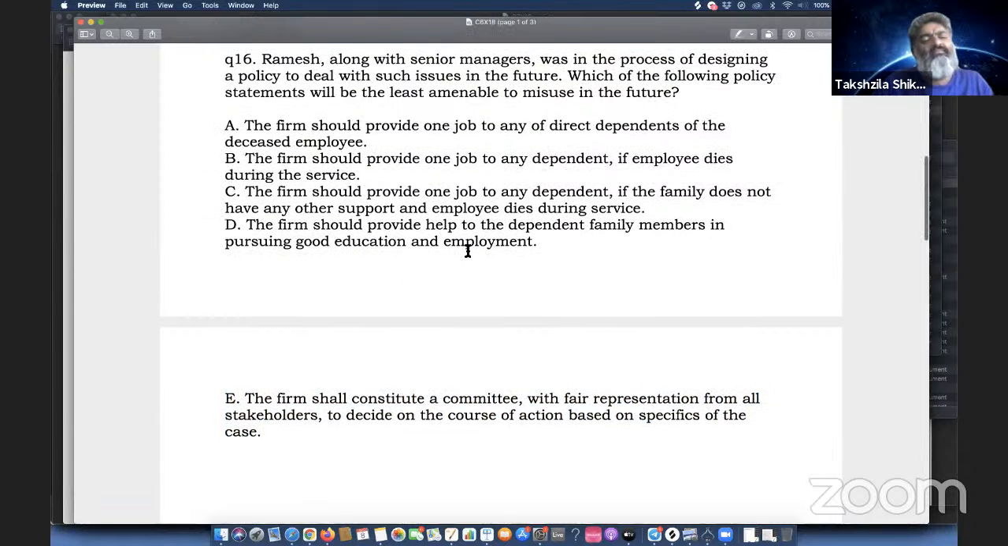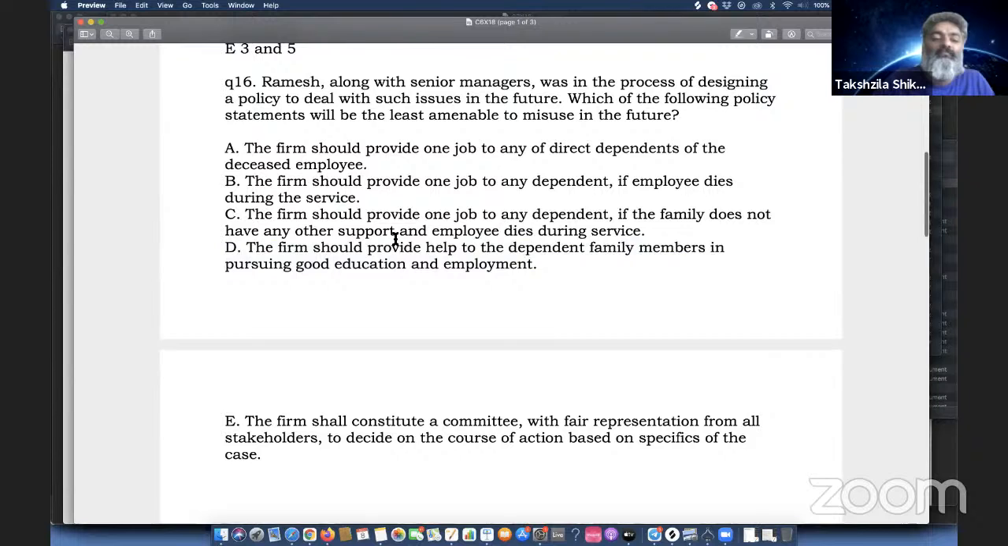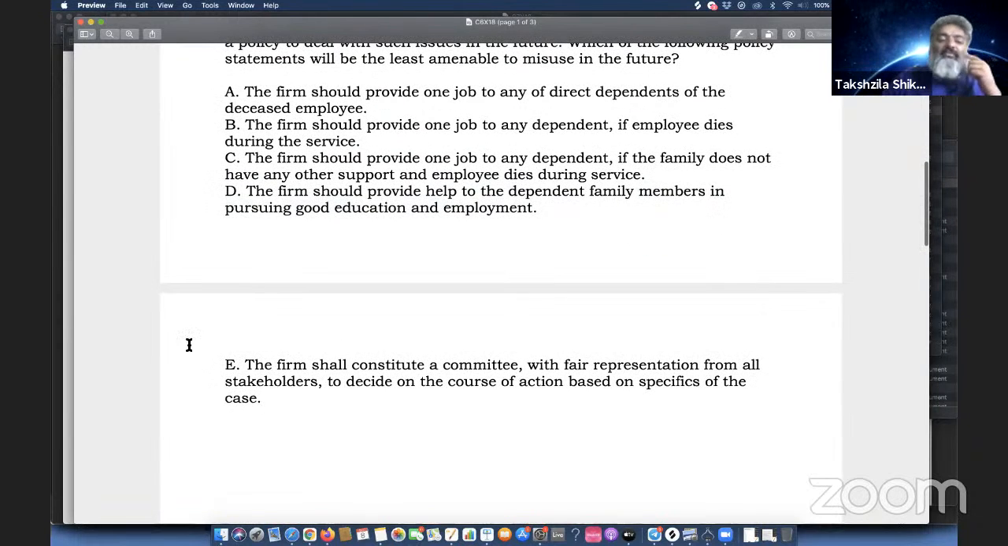Yeah, then if I don't go for E, then I still like D because I've already looked at how it's a good solution that I will provide for pursuing good education and employment, right? But again, if you look at between D and E, it doesn't cover the death aspect, whether the employee has died in service or not. So E would be my perfect choice.